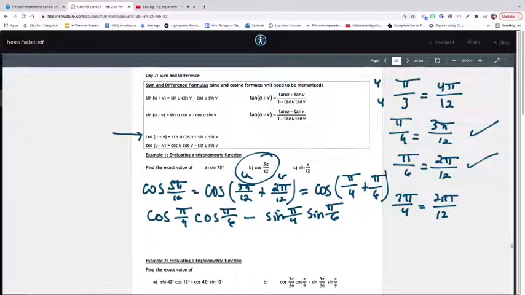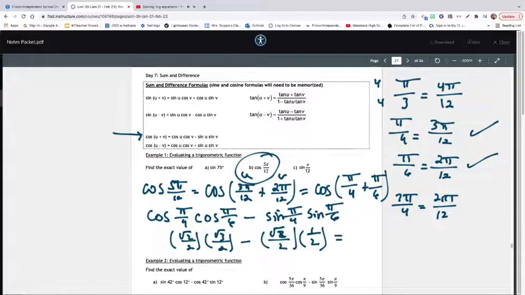And now just evaluate them. Cosine of pi over 4 is square root of 2 over 2. Cosine of pi over 6 is square root of 3 over 2. Sine of pi over 4 is square root of 2 over 2. And sine of pi over 6 is 1/2. Multiply straight across, and we get square root of 6 minus square root of 2 over the common denominator 4. And that's your answer.